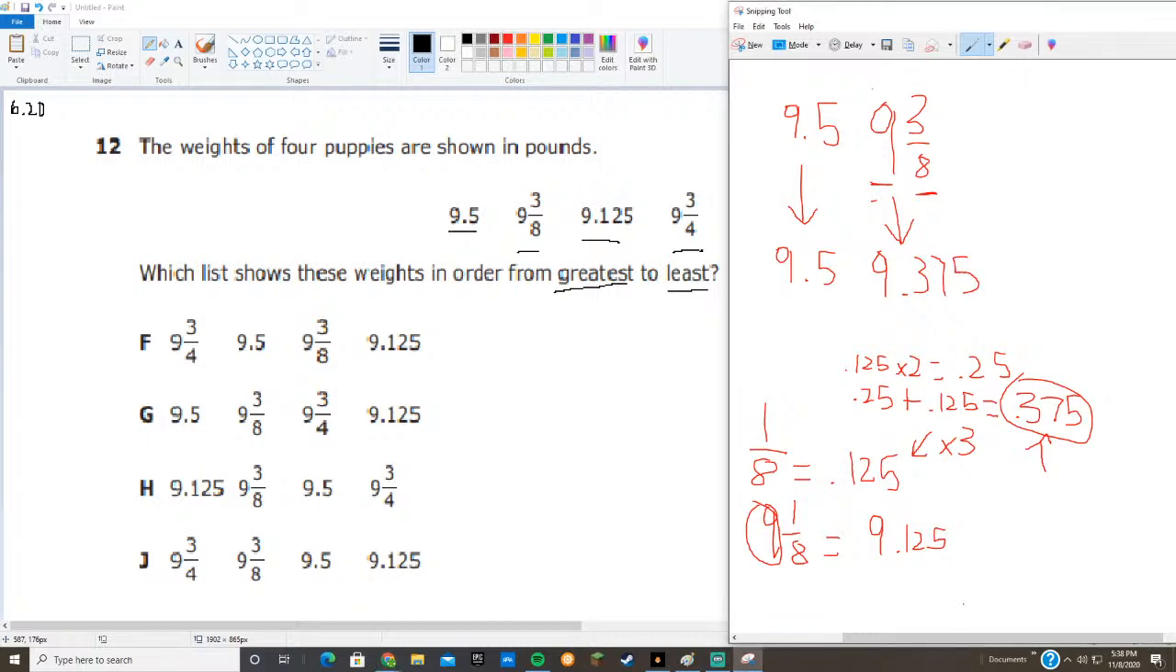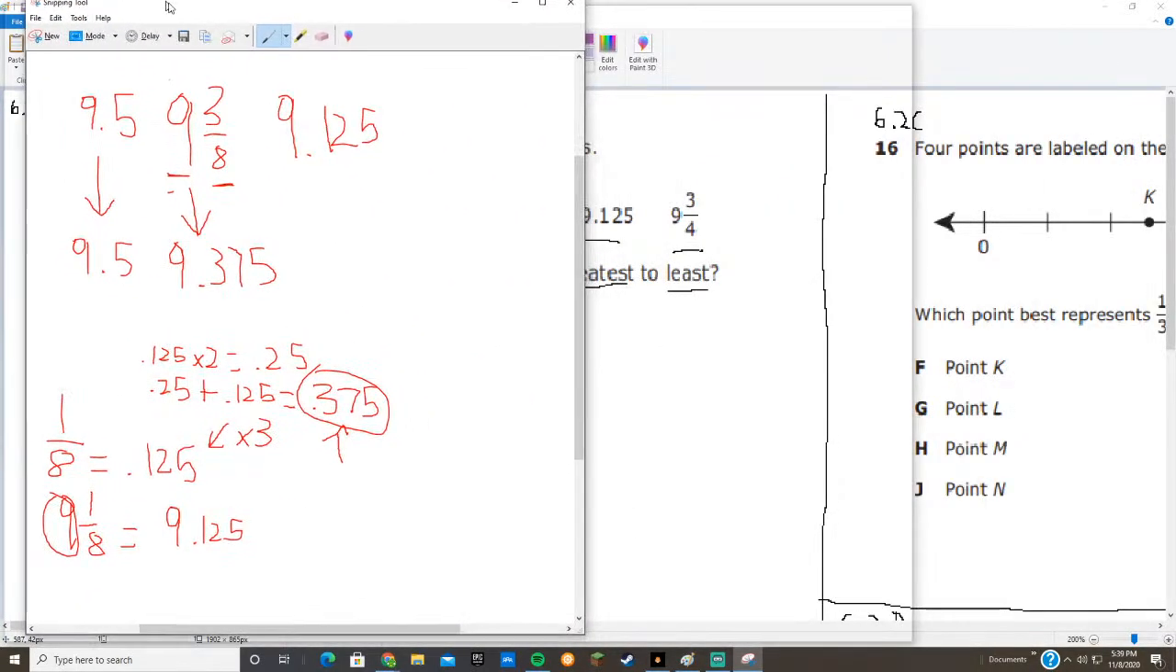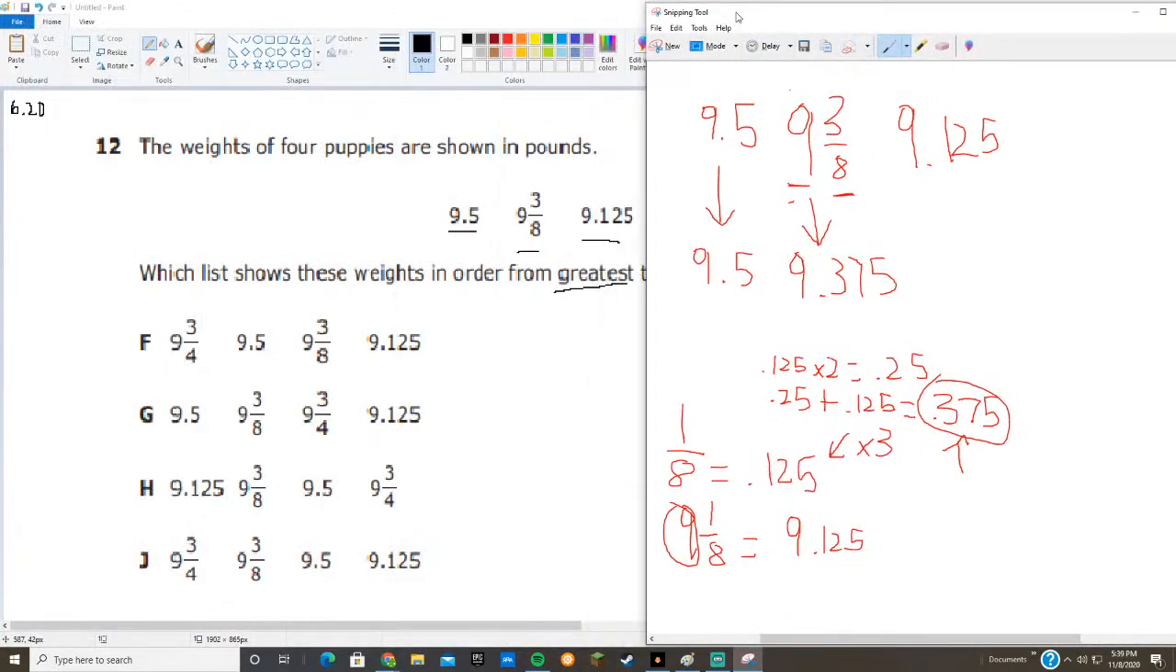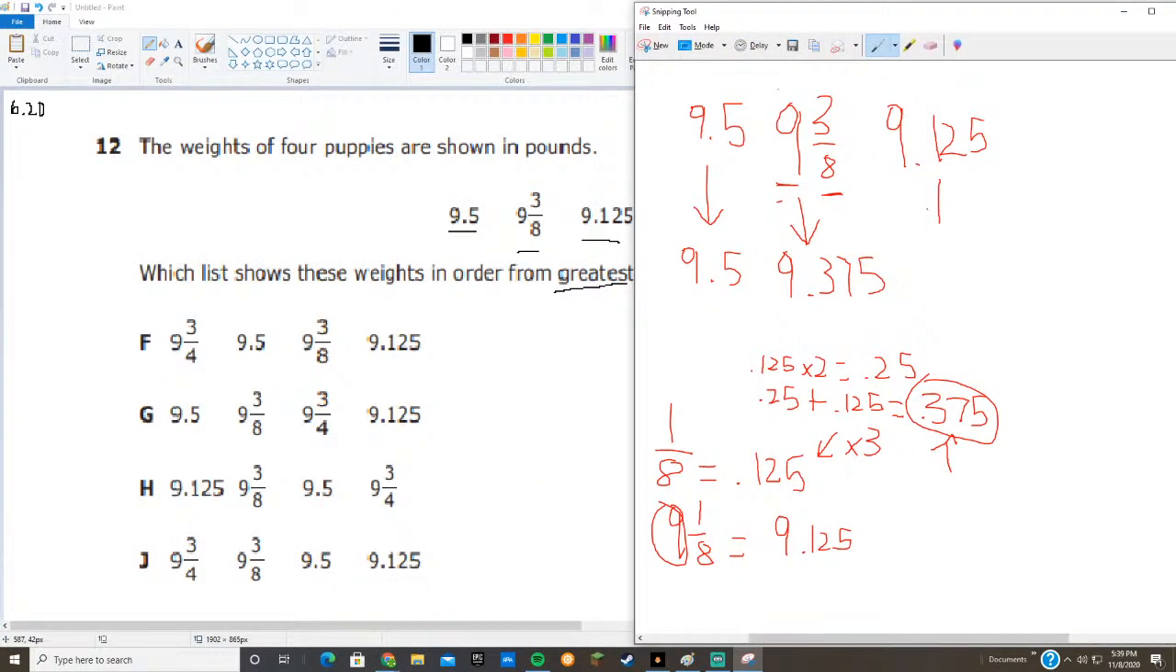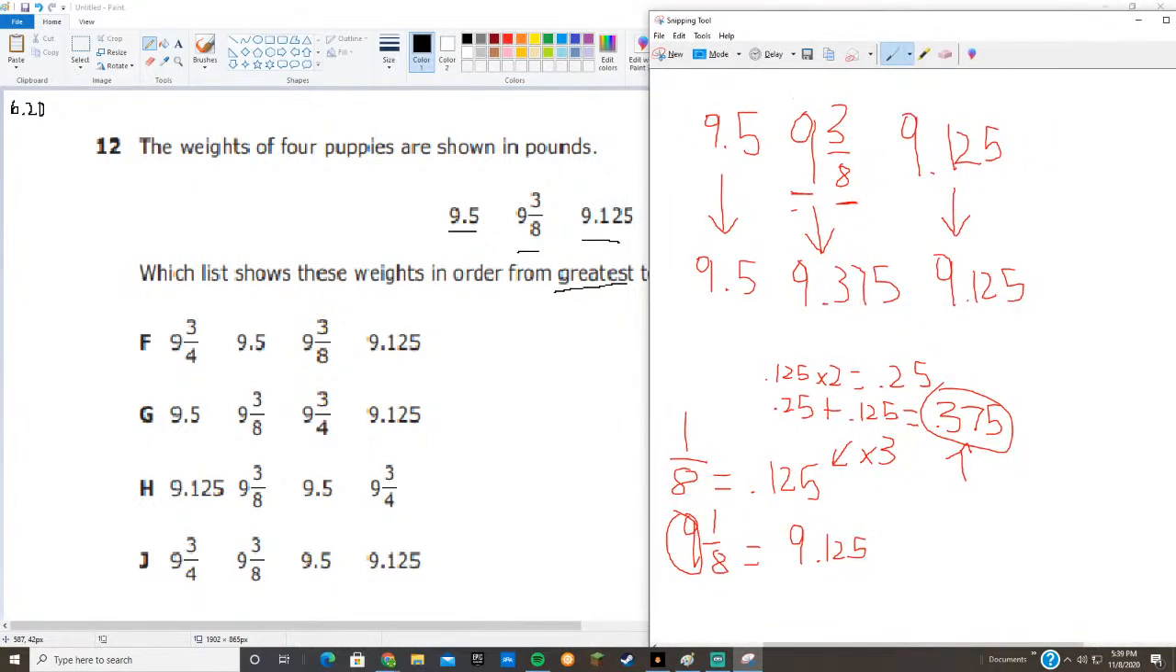And then we can move on to our next number, 9.125. I'm going to move over a bit so it's easier. We can convert that into a decimal, but it's already in decimal form. So we can write it as 9.125. And our last number is 9 3/4.